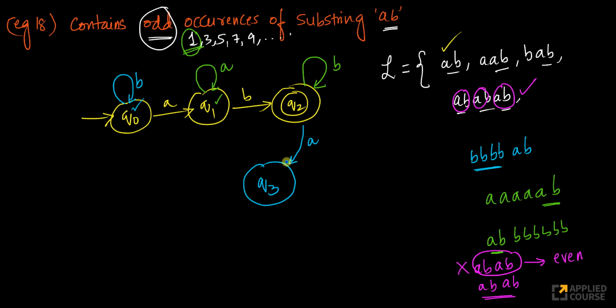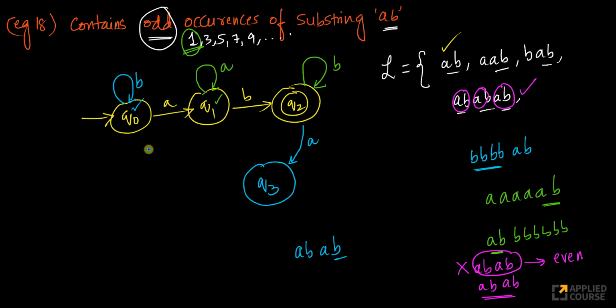Now if B is here, again, let's tackle this. If I see a B again, suppose I have AB, A, where should this B go to? This B cannot go to this, because if this B goes here, we are accepting an odd number of ABs. So it cannot go here. What if it goes here?